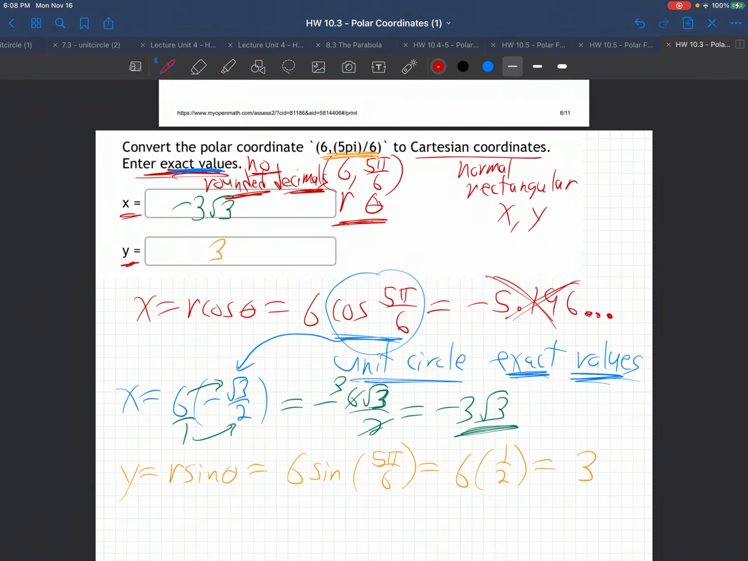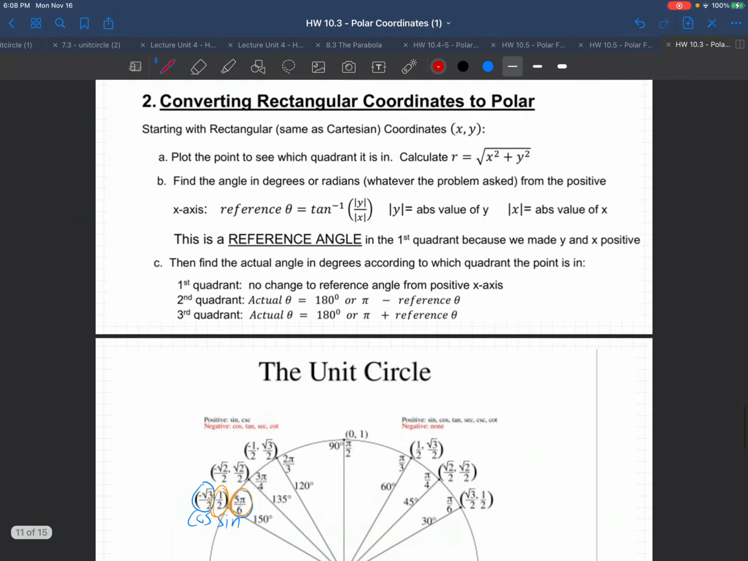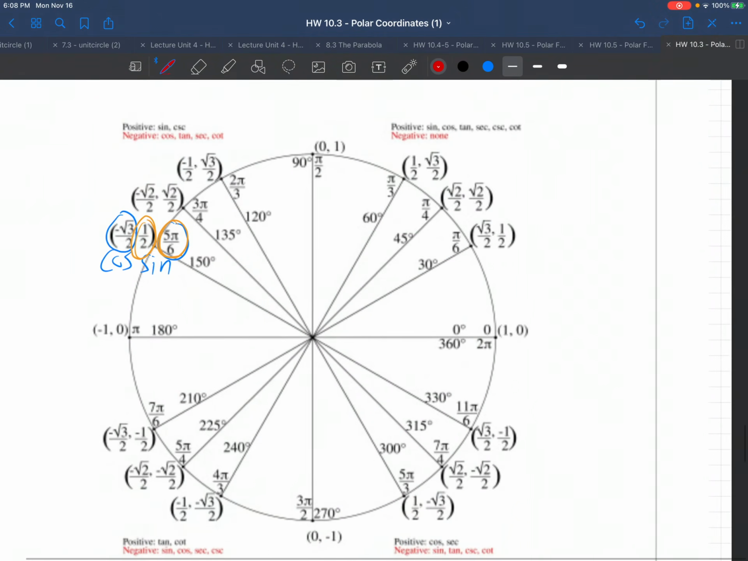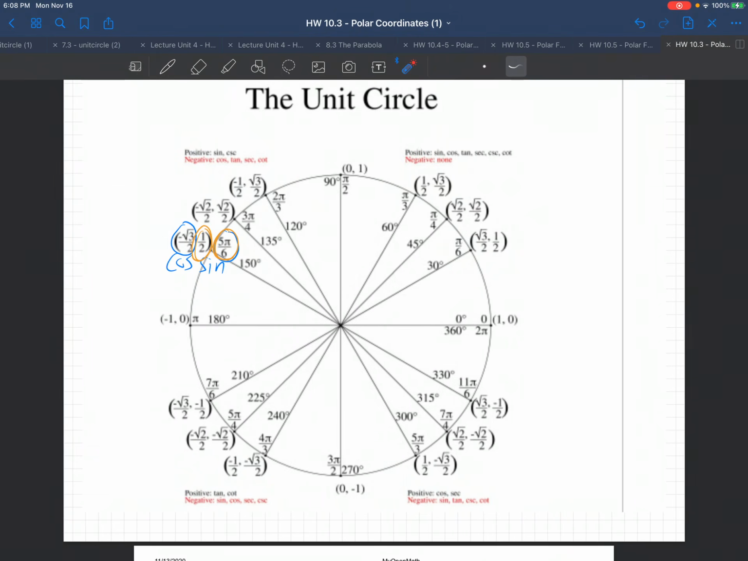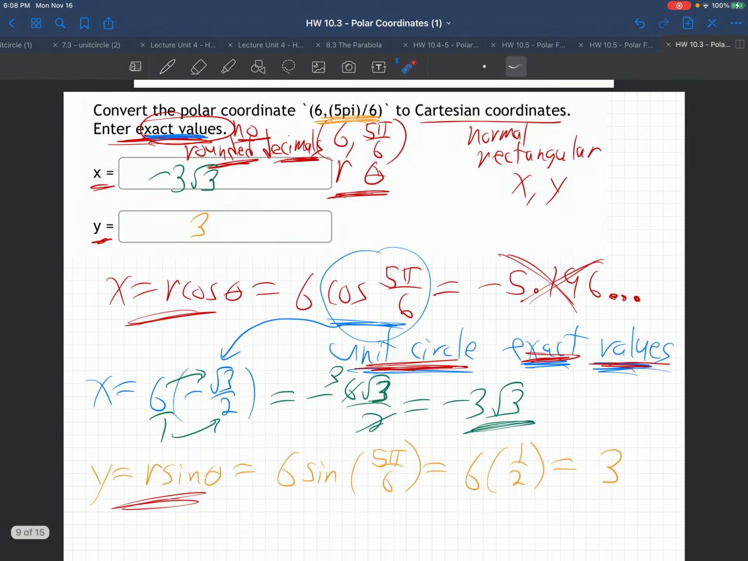So I just do that. I take the r theta, x is r cos theta, y is r sine theta, but I had to get exact values, so I had to go to the unit circle. That's how we always get exact values: the unit circle has exact values for us, doesn't it? All right, the unit circle has exact numbers instead of decimals. So that's what we did. Go to the unit circle, find square root of 3 over 2, and simplify everything.